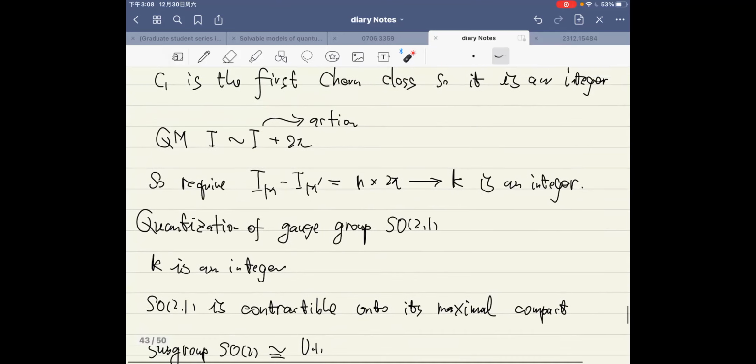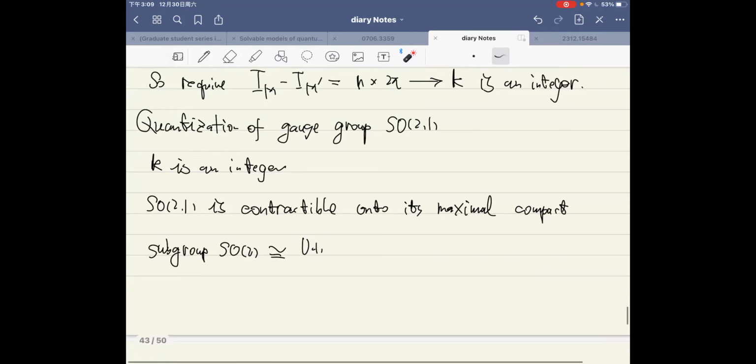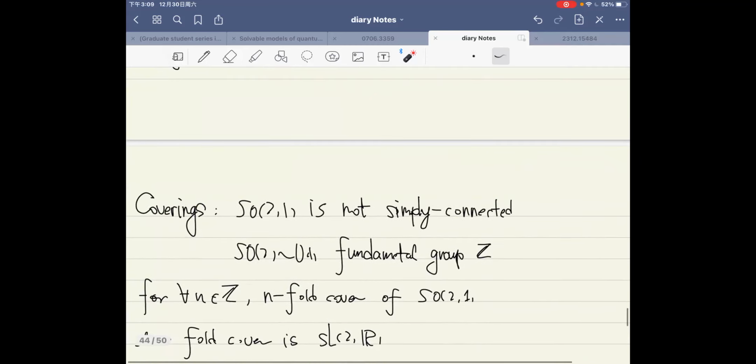Furthermore, we notice that SO(2,1) can contract to SO(2), and SO(2) is isomorphic to U(1). The quantization of the SO(2) gauge field will also yield k as an integer. Sometimes we may choose the gauge group to be a covering group of U(1). So you may wonder why we do this. This is because the U(1) group is not simply connected, and it has a non-trivial fundamental group. Okay, therefore we can choose the gauge group to be a cover of U(1), which is simply connected. The choice of an n-fold covering group will lead to a different quantization of k. Okay.